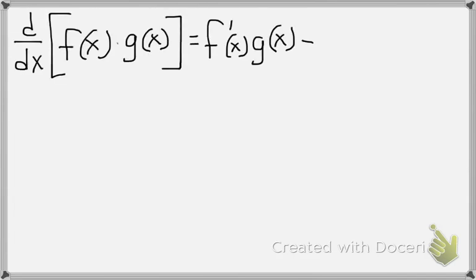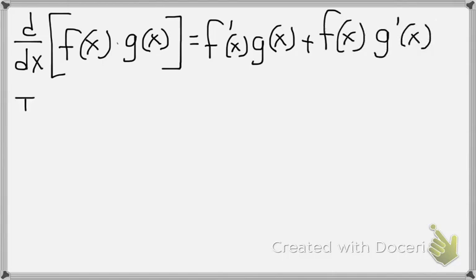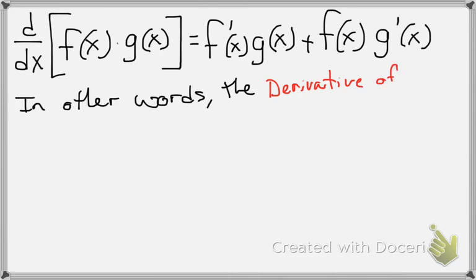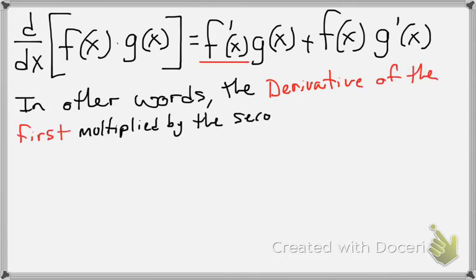This can be restated in the following form: the derivative of the first times the second plus the first times the derivative of the second.